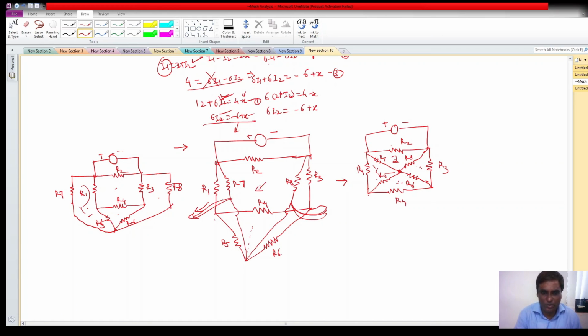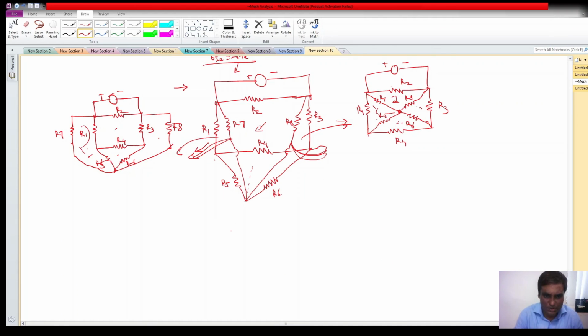So actually this is non-planar, but we have converted it into planar form, and what we observe is the same problem represented in two different ways. So the meshes will not be the same here. The meshes are totally different. So this is the problem, that mesh analysis is a somewhat weaker method than nodal analysis.